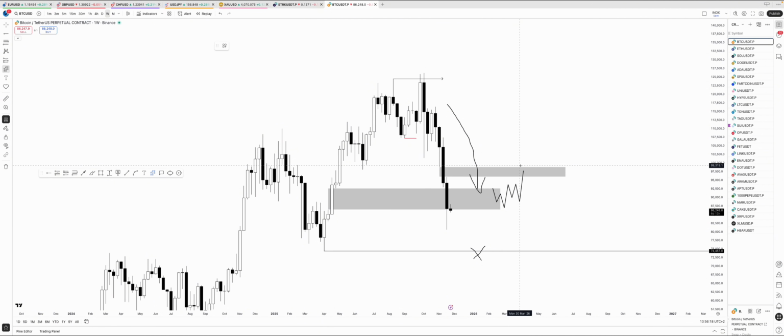If there will be a reaction, it will be a continuation of our short. If no reaction, it will be long to the next trouble area. So first of all, it all depends on this imbalance. If reaction, then our trouble area is this. If no reaction, our target is this sell side liquidity.